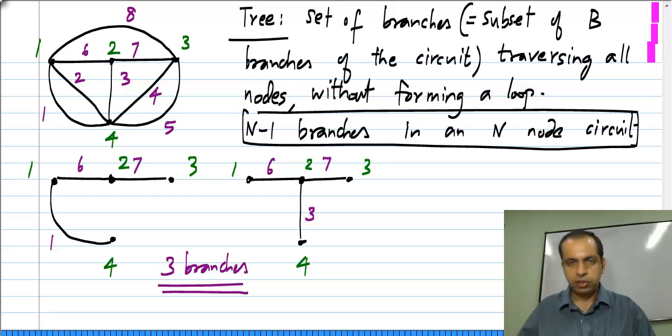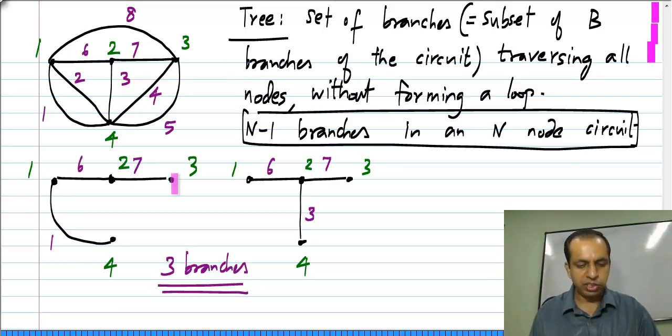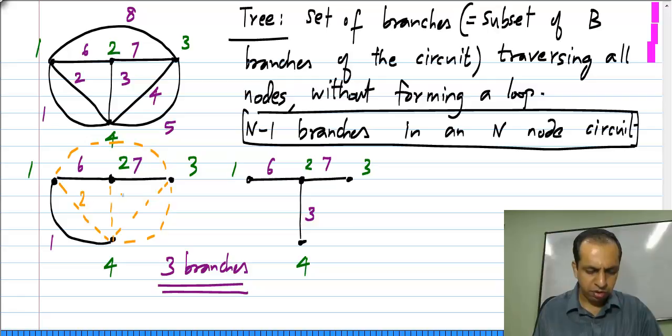So, now what next? It must be pretty obvious what is coming next. Now, if I have a tree, what do I have? I have branches connecting every node of the circuit, and there is no loop yet. Now, if I add any more branch, for instance, here I have taken branches 1, 6 and 7. So, what I have left out, I will show them with dashed lines. Okay. I had left out 2, 3, 4, 5 and 8.